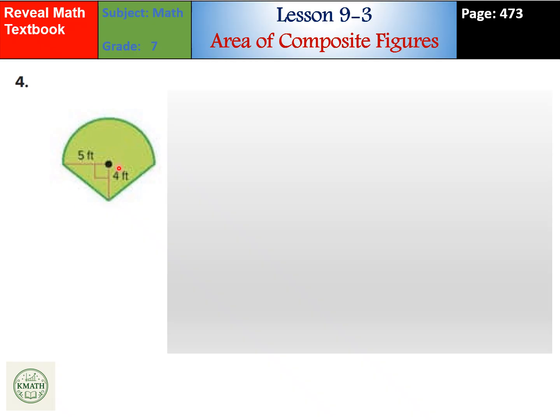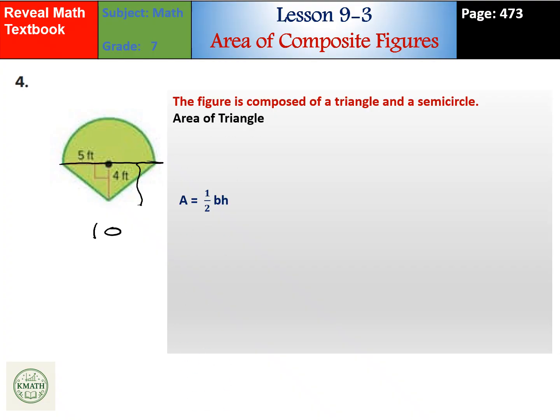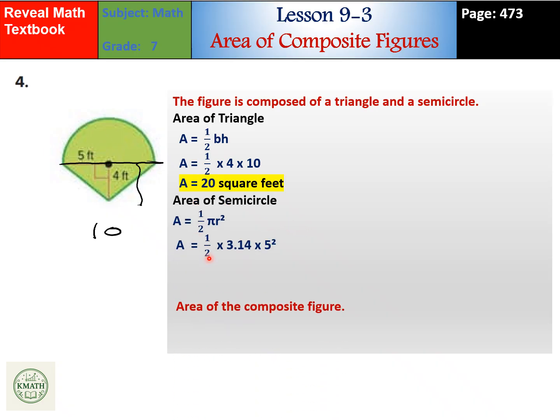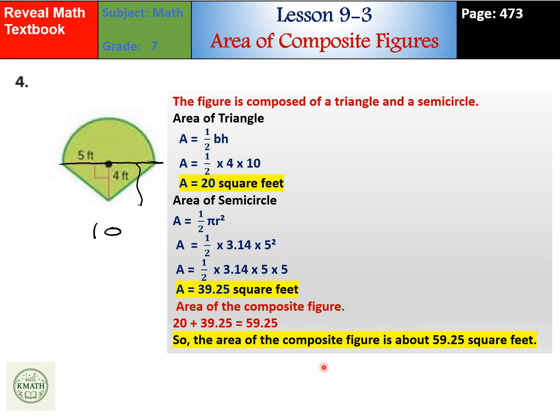In this shape, you can see one triangle and one semicircle. For the triangle, if it is 5 till here, the total is 5 plus 5, 10. So the base is 10 and height is 4. Base times height divided by 2 will give you 20 square feet. Now for the semicircle, it is 1 over 2 pi r squared. R is 5, so 1 over 2 times 3.14 times 5 times 5 will give us 39.25. Add both of the areas to get the total area, that is 59.25. So the area of the composite figure is about 59.25 square feet.